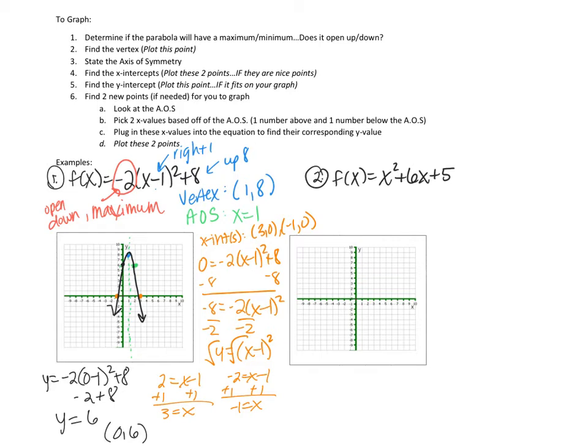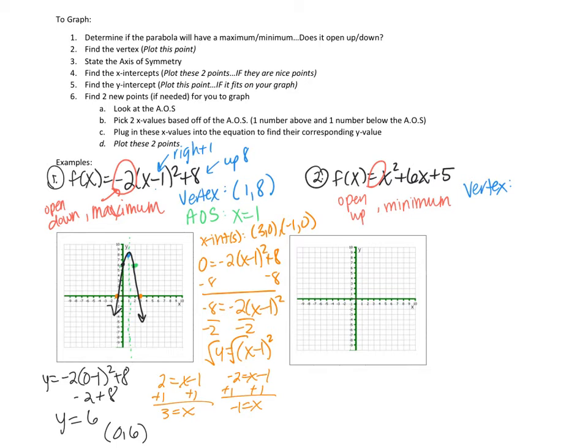I'm going to look at my A term. My A term is positive, so that means it's going to open up this time, which means it's going to have a minimum value. So then the question is, well, where is that value? What is the vertex? So remember, with this vertex, we're going to have to use our formula.